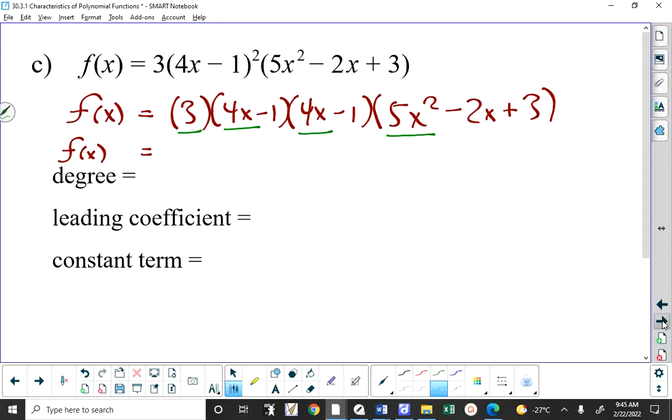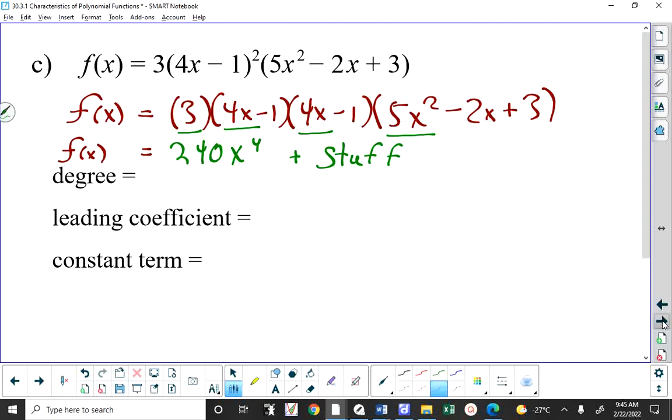I want to say 240. But am I right? 240. And it will be 240x to the 4. Then you're going to have all this stuff in here. And then you're going to have a constant term.